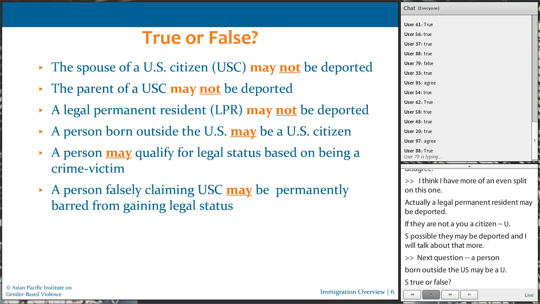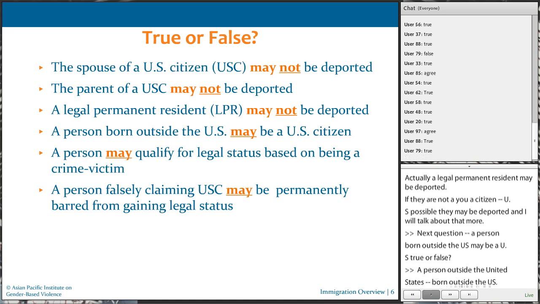Okay. Yep, I think most of the folks responding are agreeing that yes, a person born outside the United States may be a U.S. citizen.